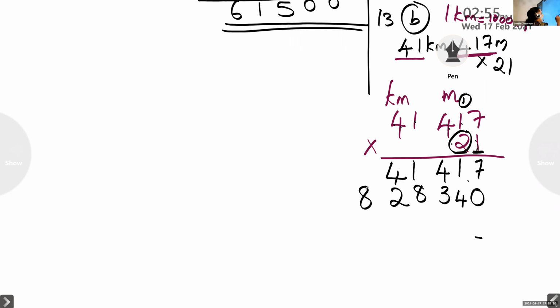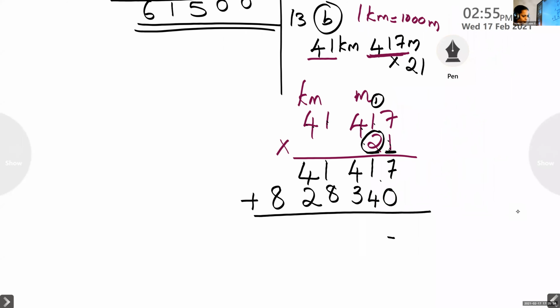Okay, now children, add and find the answer. So first row, when we multiplied with 1, it was very easy. Then second row start with 0. Then multiply with the number 2. 7 twos are 14. Don't forget to keep the carry over. 1 into 2, 2 plus 1, 3. 4 twos are 8. 2 ones, 2. 4 twos are 8. Then add 7 plus 0, 7.